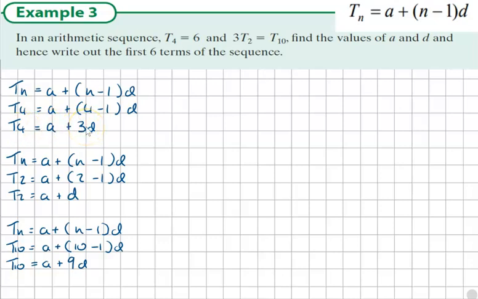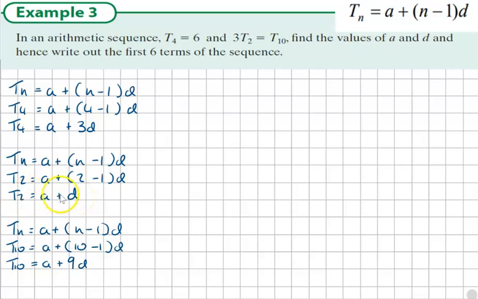Then we're going to do the same thing with T2. So we're going to ignore the 3 in front of the T2, and we're going to ignore the T10 for the moment. So we write out the formula. So Tn equals a plus n minus 1 times d. We replace the n with 2. So then we bring down the a, and 2 times d is 2d, and minus 1 times d is minus 1d, and 2d minus 1d is d, or else you could just say 2 minus 1 is 1, and 1 times d is d. It's up to you whichever way you want to do it. So we end up with T2 is equal to a plus d.